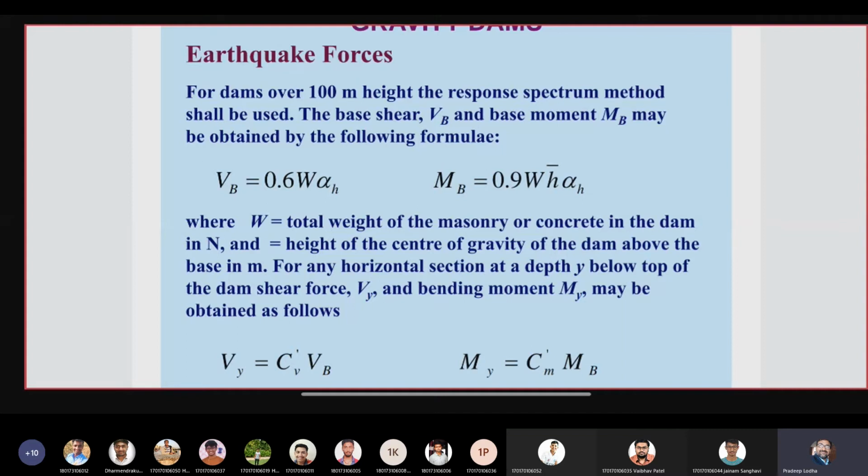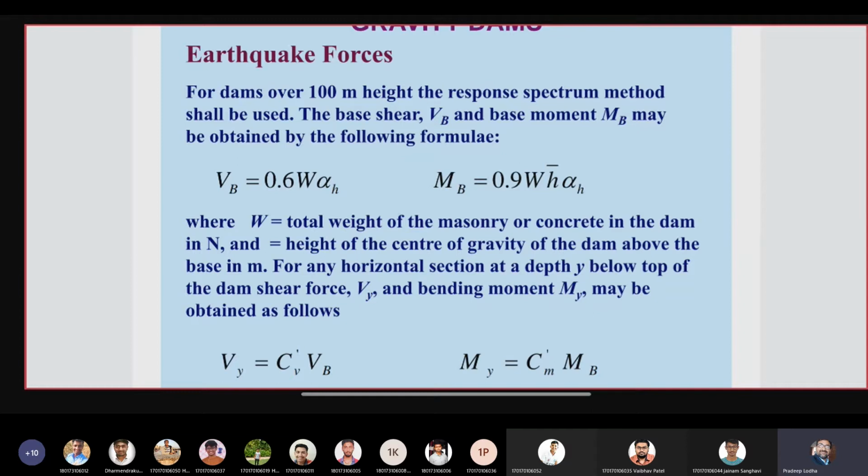When the dam is above 100 meters, the response spectrum method shall be used. It's very important how to use this. So alpha H we have calculated separately in that case by the T. That alpha H is taken into this, and these two formulae are given in IS 1893 for calculation of the shear force and the bending moment. And where is it calculated? Because the worst combination is at the base of the dam. Overturning is basically the major trouble in gravity dams. So these are calculated at the base of the dam.